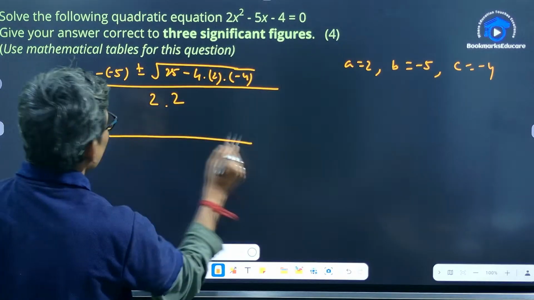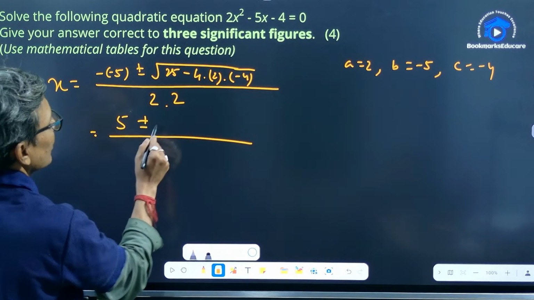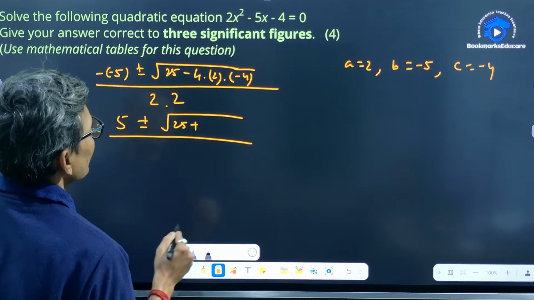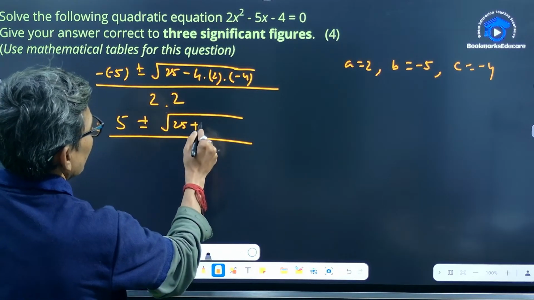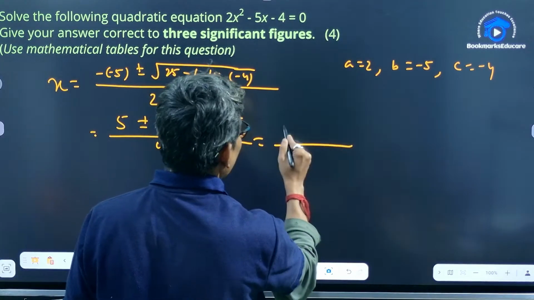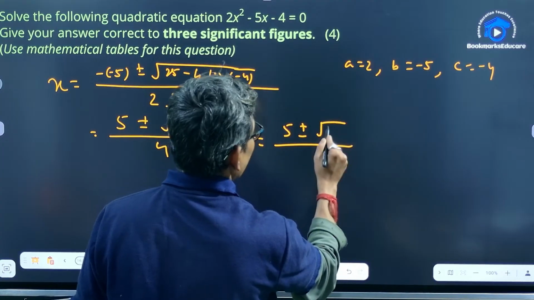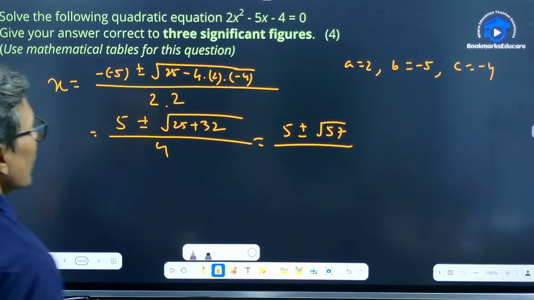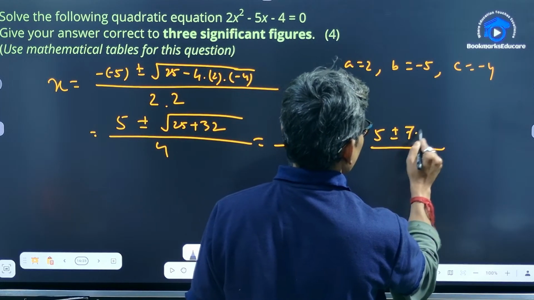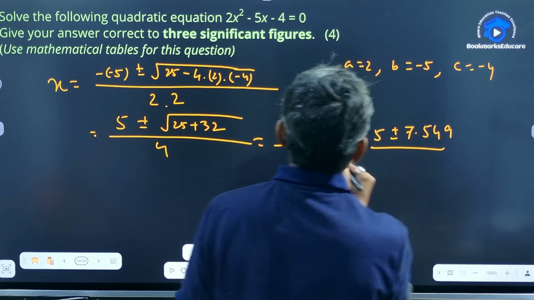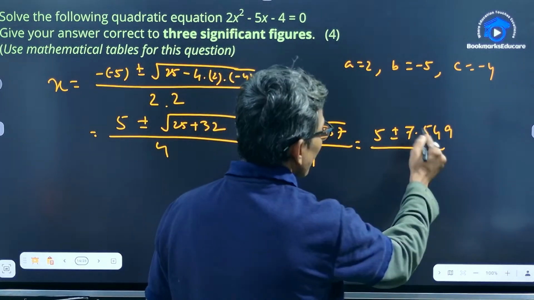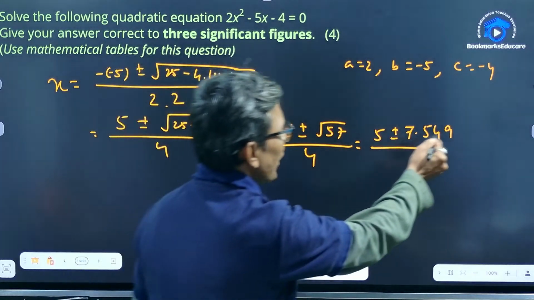So 5 plus root over of 25 plus 32, by 4. So 5 plus root over 57 by 4. So 5 plus minus 7.549, the root over 57 is approximately 7.549.